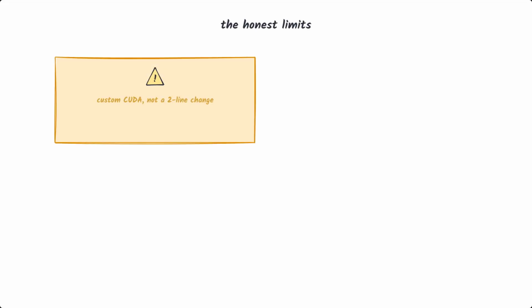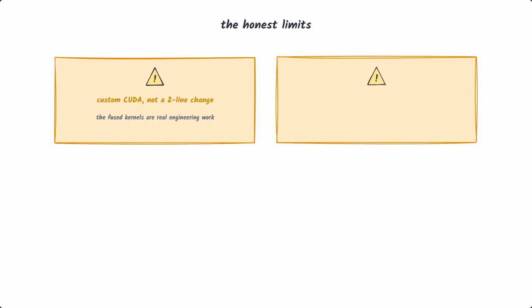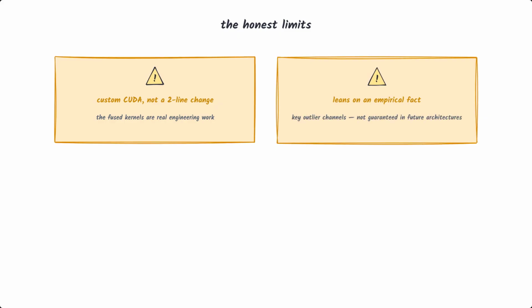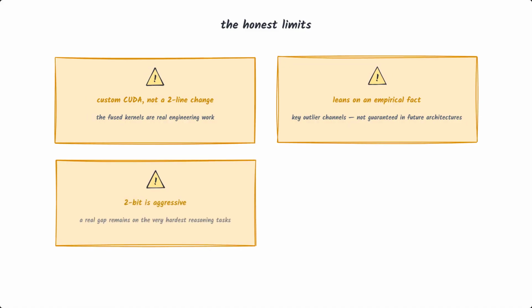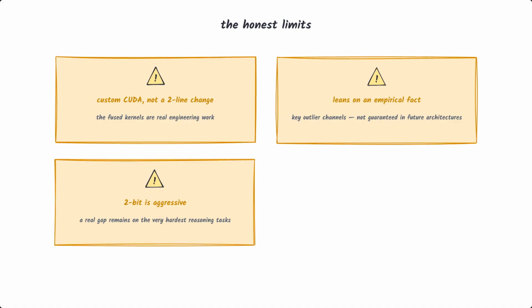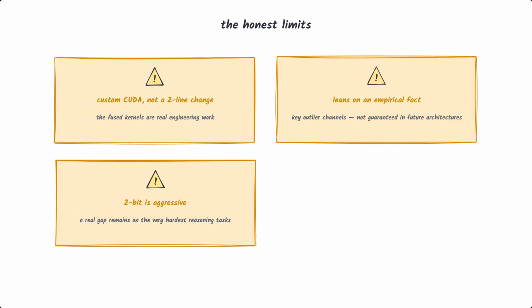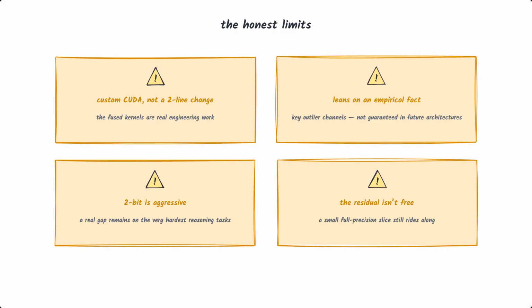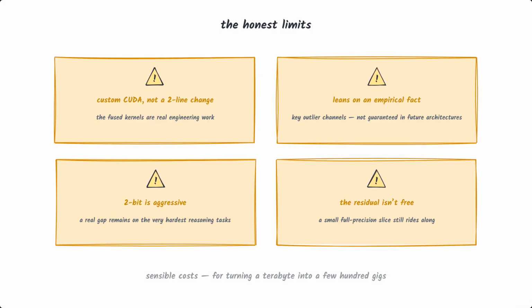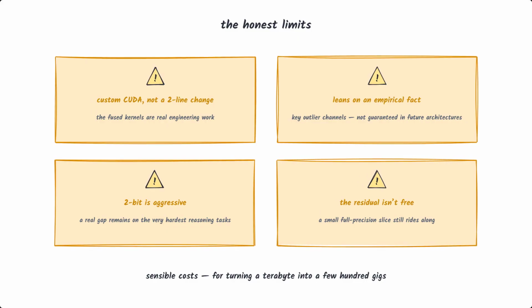In fairness, the trade-offs. The residual window and the grouped structure add real implementation complexity. This is not a 2-line change, it's custom CUDA kernels. The whole approach leans on an empirical fact that key caches have fixed outlier channels and value caches don't, which holds for today's transformers, but isn't guaranteed for every future architecture. 2 bits is aggressive, and on the very hardest tasks, there can still be a small residual gap. And you do carry that little full precision window, negligible, but not literally zero. Sensible costs, though, for turning a terabyte of cache into a few hundred gigabytes.